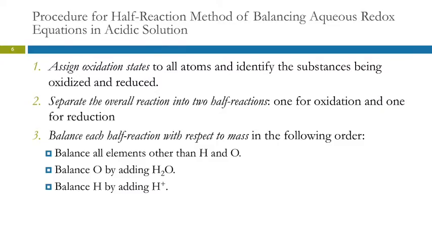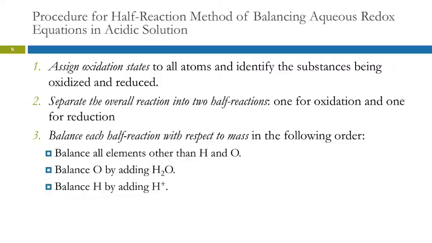So here's the half reaction method. We need to identify the substances being oxidized and reduced. That'll probably require looking at oxidation states and assigning oxidation states. But you got to identify what's being oxidized, what's being reduced. We're going to separate the overall reaction into 2 pieces, 2 half reactions: one for the thing being oxidized and one for the thing being reduced.